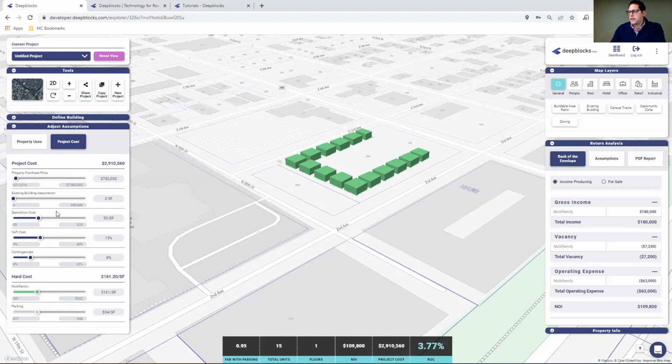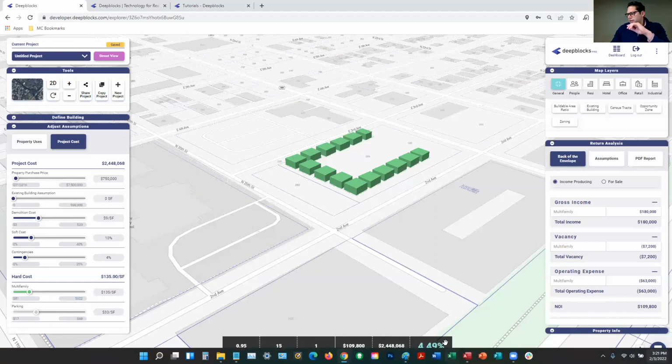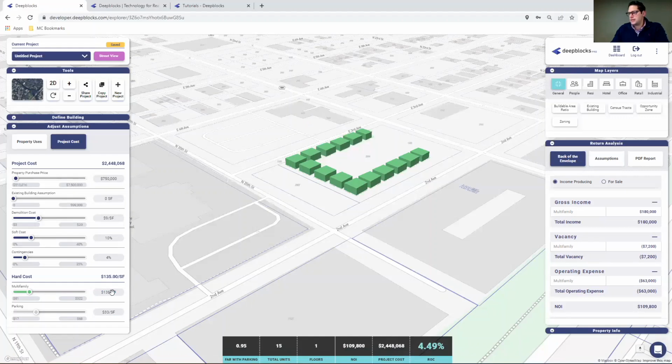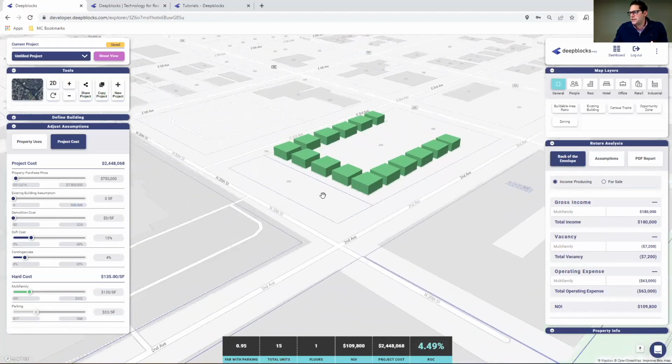And again, you'll see us start to work on that ROC. We can maybe make soft cost 10% of our hard costs, contingency maybe 4%, and for the hard costs we can do about $135 per square foot. As we adjust these numbers, you'll see our ROC begin to increase. This is the whole concept of Deepblocks: to work on these assumptions, do everything you can to drive your ROC, but also figure out the potential of this particular parcel, and get a good idea whether this makes sense for what we're trying to develop.